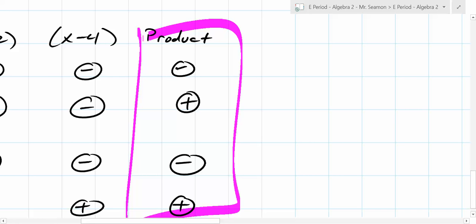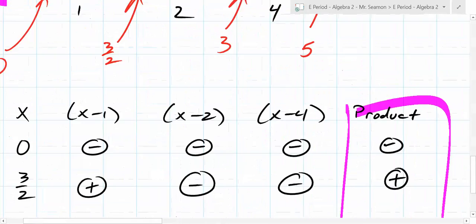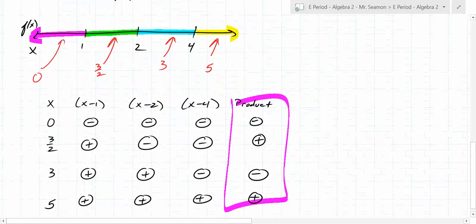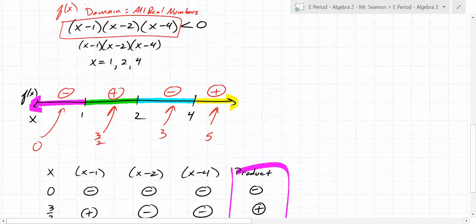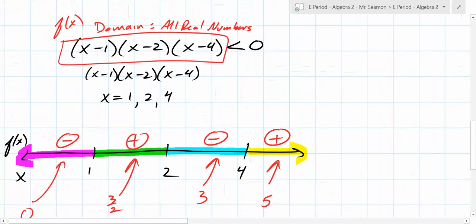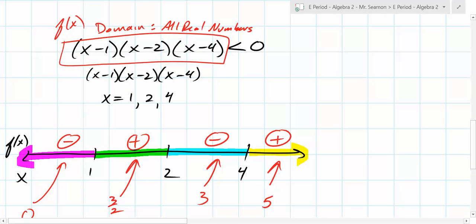You see how it alternates sign? Is it always going to alternate sign? No, it could be positive, positive, positive, positive, or negative, negative, positive, positive. But look, what does this tell us? We just figured out, did we figure out the exact numbers? No. This is going to be negative, this is positive, this is negative, and this is positive. And we're interested, where is this function less than 0? Can someone tell me where is this function less than 0?